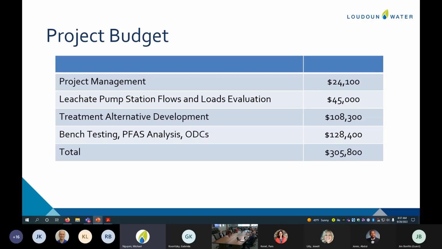And then our project budget. We've broken it down by those main categories that we've been talking about. We've got the project management, understanding our flows and loads from the pump station, the paper report for the alternatives, and then the bench testing line item. So this comes out to a total of $305,800.